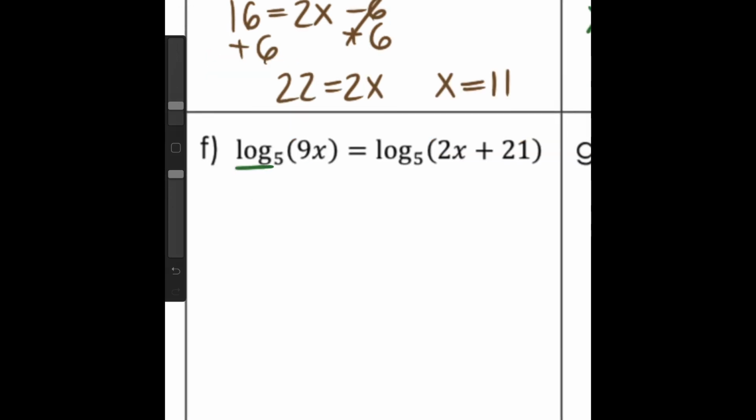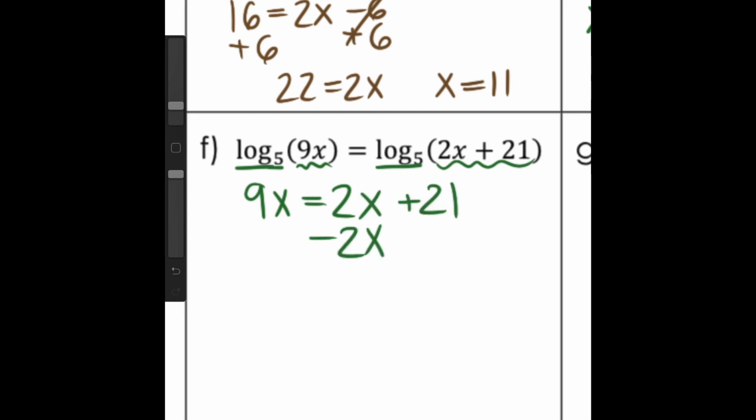So this one has a special property of the fact that they both have the same log to the same base. And when this happens, you get really lucky and you can just set the insides equal to each other. So now it's just a regular algebraic linear equation to solve. So we're going to solve it by subtracting 2x on both sides. That's going to leave you with 7x is equal to 21, and we divide both sides by 7, and we get x is equal to 3.